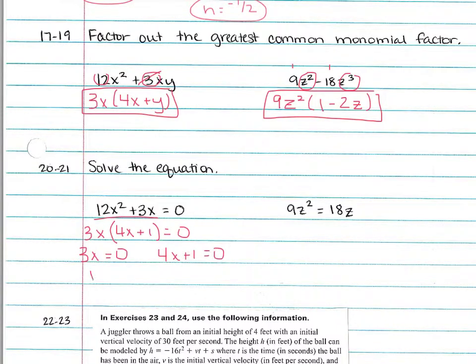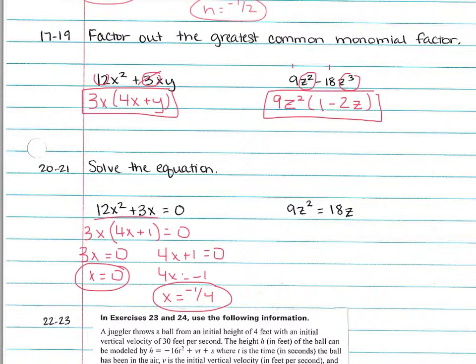The first one's just going to give me x equals 0. On the second one, I have to subtract the 1, and then divide by the 4. That's going to give me x equals negative 1/4. So those are my two answers, 0 and negative 1/4.